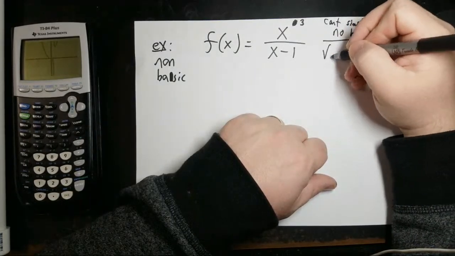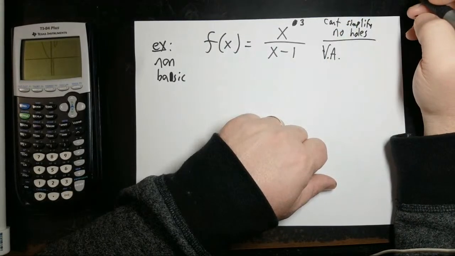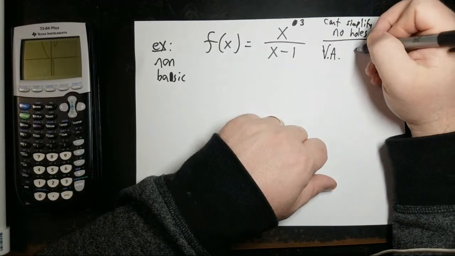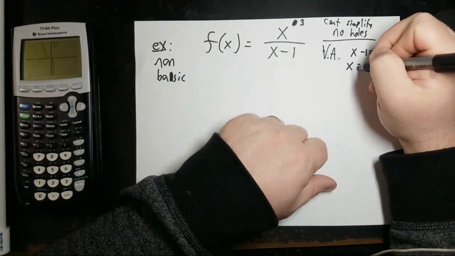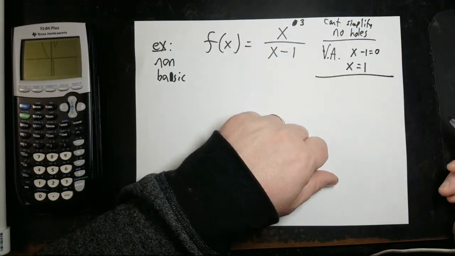Next, let's find a vertical asymptote. For a vertical asymptote, you set the denominator equal to 0, and you solve. You have a vertical asymptote at x equals 1.